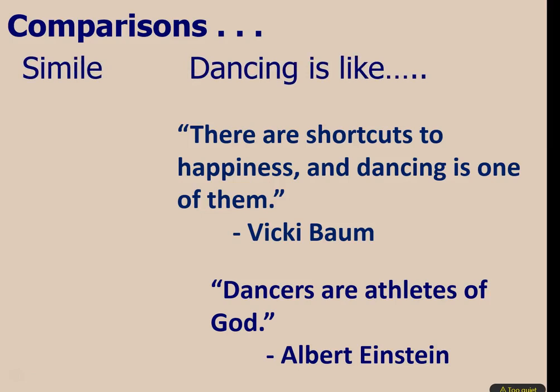Another type of comparison is the use of a simile or a metaphor. And we will discuss these more in the course later. But similes are comparisons using the word like or as. So you can see that we have the word like right there. There are shortcuts to happiness, and dancing is one of them. It does not have like or as in it. So that is a metaphor. We're saying dancers are the athletes of God. That was from Albert Einstein. That would be a metaphor. There's no like or as in it.